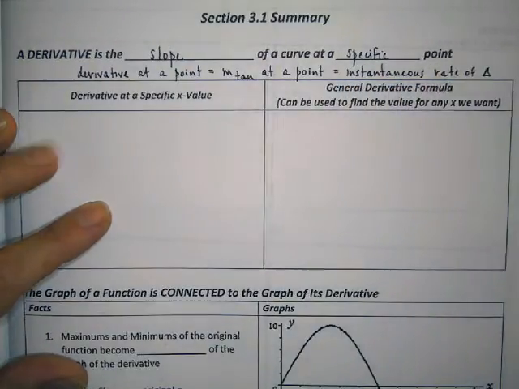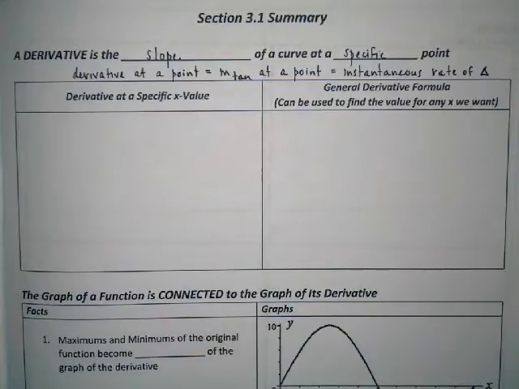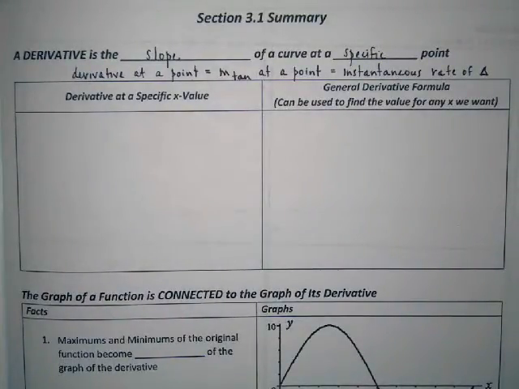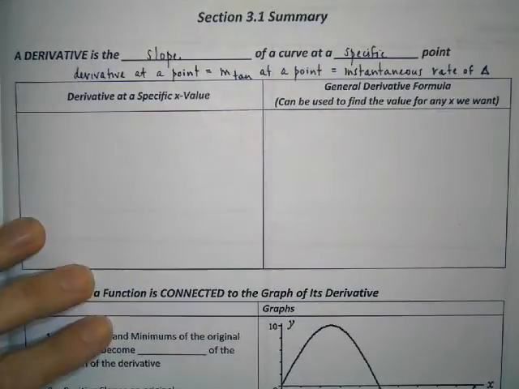So I want to make sure we keep coming back to that idea. Derivative at a point is equal to the slope of the tangent at that point, which is equal to the instantaneous rate of change at that point. So by now we've got a few ways that we can find the value of our derivative. And so first we're going to take a look at the derivative at a specific x value.